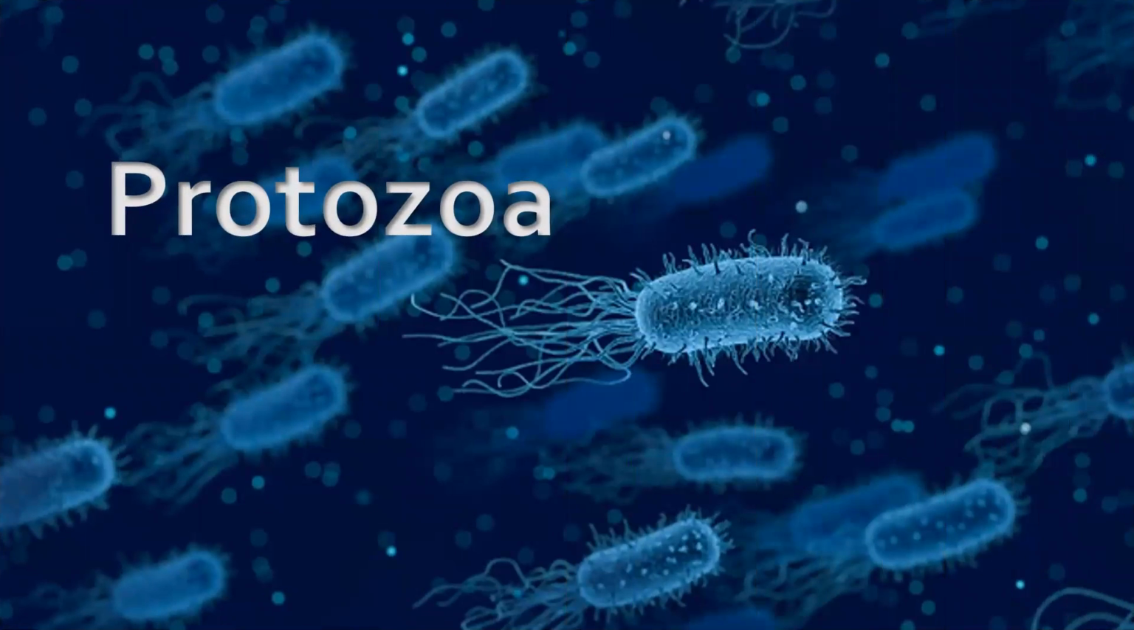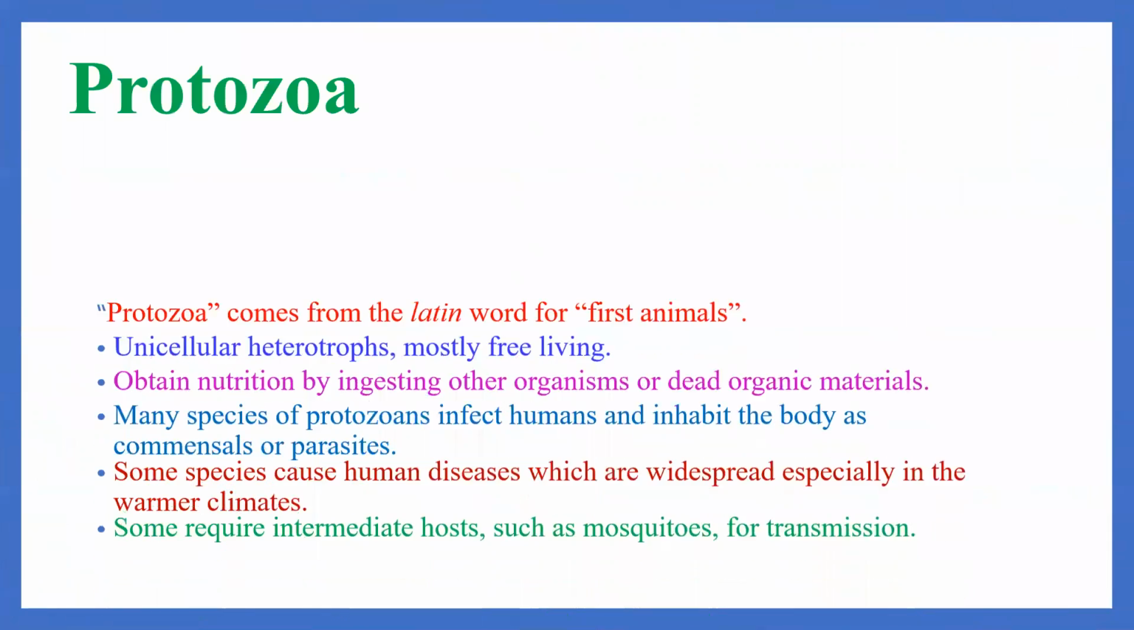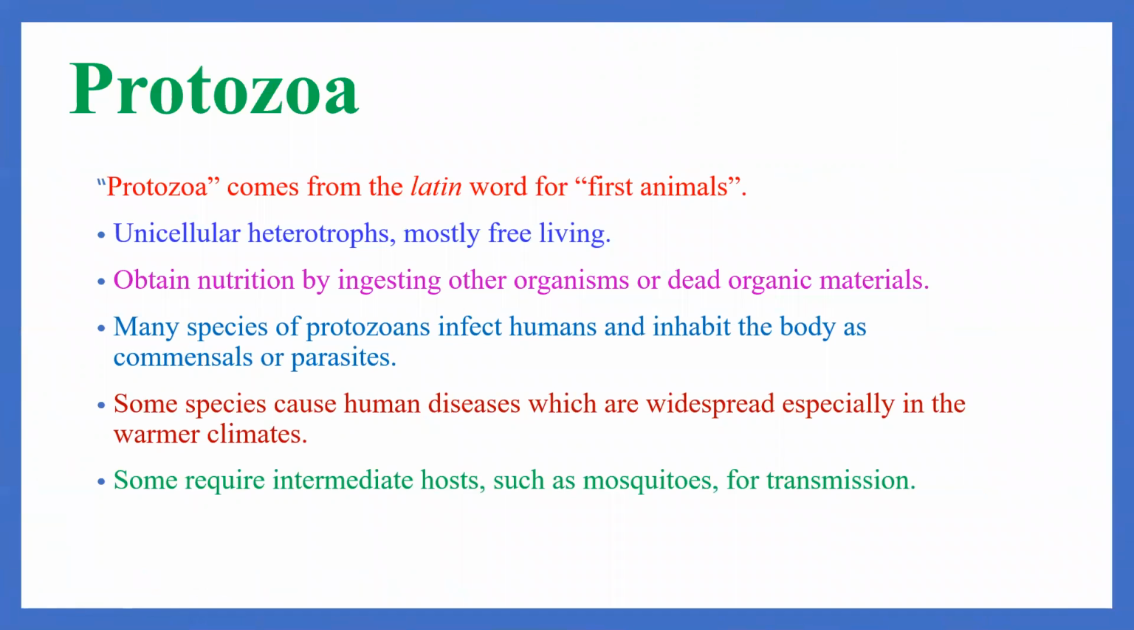Now we are coming to protozoa. So protozoa comes from the Latin word, the first animal. Pro means the first. Unicellular heterotrophs, mostly free living, obtain nutrition by ingesting other organisms or dead organic materials. Many species of protozoans infect humans and inhabit the body as commensals or parasites. Some species cause human diseases which are widespread, especially in the warmer climates in the tropical region. Some require intermediate hosts such as mosquitoes for transmission.